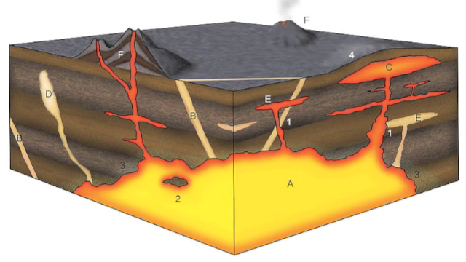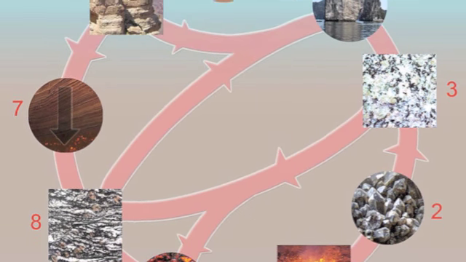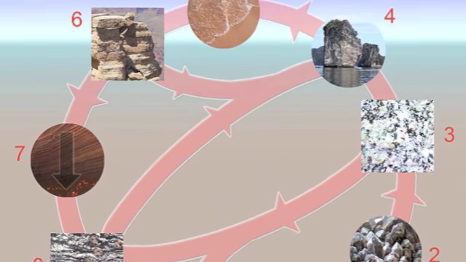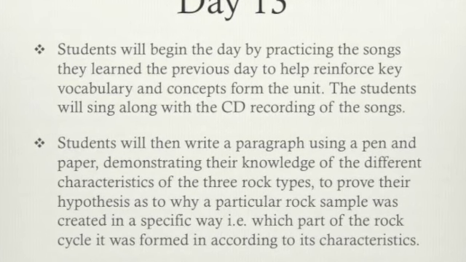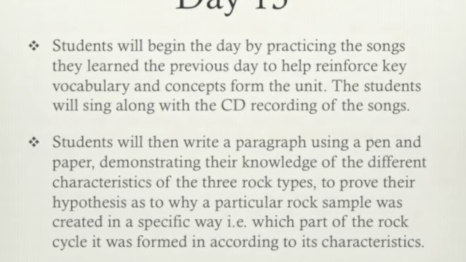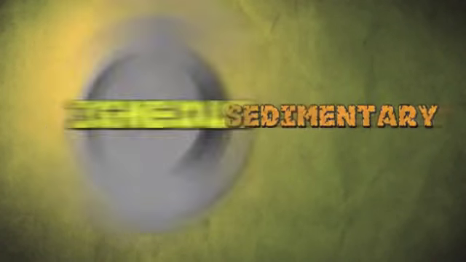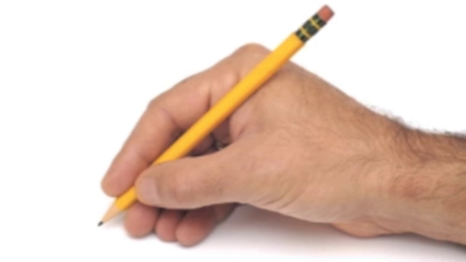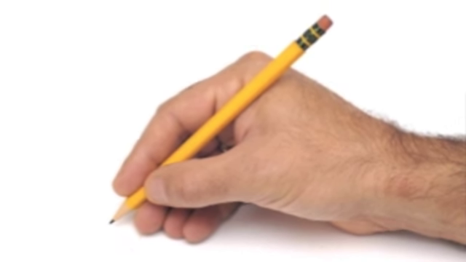Students will then participate in a remember activity in which they physically place a card with a key vocabulary term on a diagram of a landscape that relates to a part of the rock cycle. On day 13, students will be given a rock sample, from which they will have to hypothesize as to what type of rock it is. Students will then be tasked with writing a short pen and paper essay in which they make logical arguments as to how they reached their hypothesis.